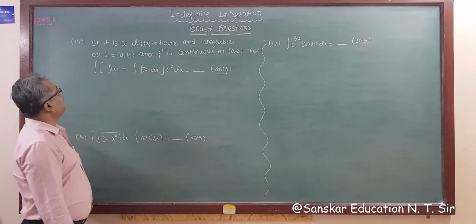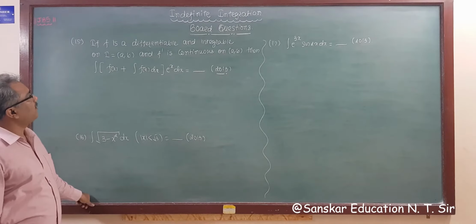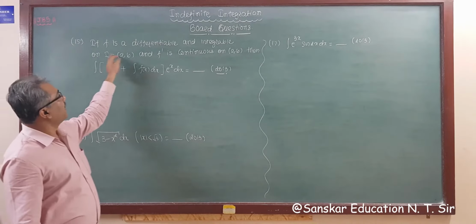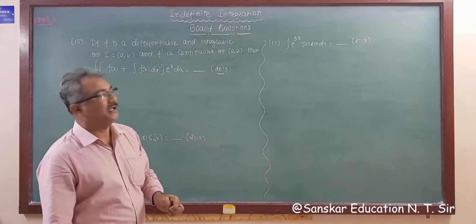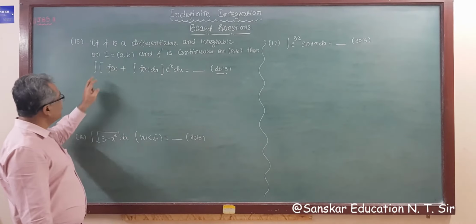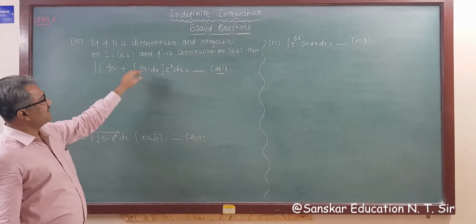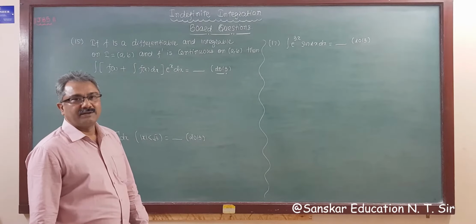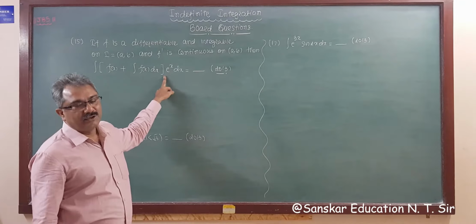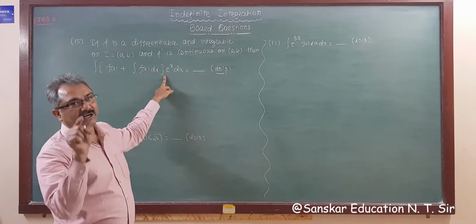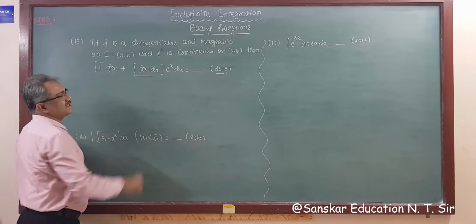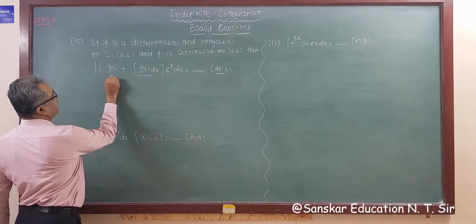Question number 15. If f is differentiable and integrable on the open interval (a, b), that is interval I, and f' is continuous on the open interval (a, b), then the integral of [∫f(x)dx + f(x)] e^x dx is equal to what? So one idea is that you have to find out f(x) and f'(x). See here, this is given as ∫f(x)dx and this is f(x).